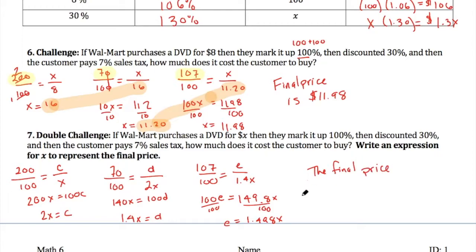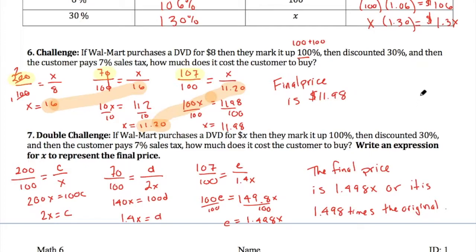But another way to think about that is if we took our original price and we multiplied it by 1.498, that would give us our final price. That's kind of the effect that all of them together have on this. So 1.498x, or you could say it is 1.498 times the original cost. So let's go ahead and check that out for a second.